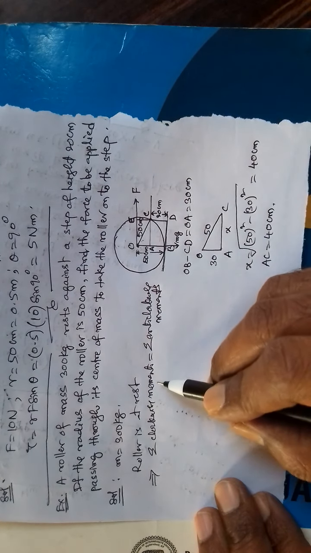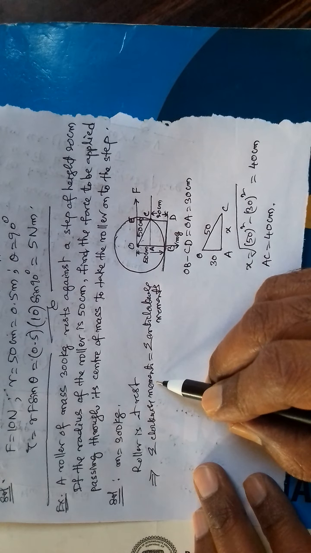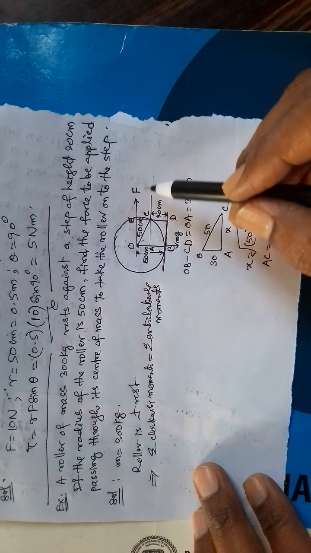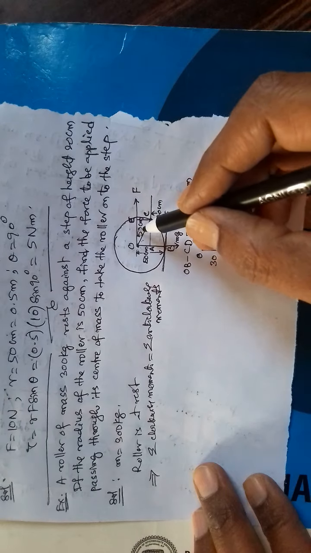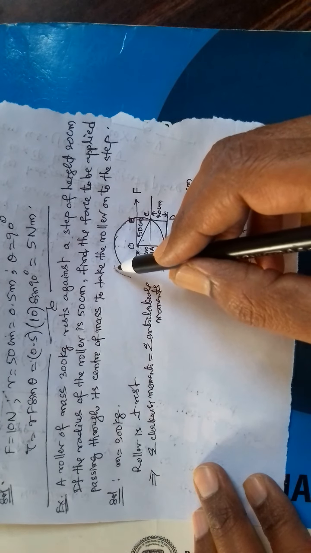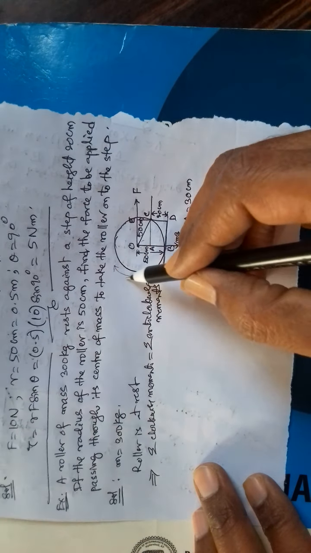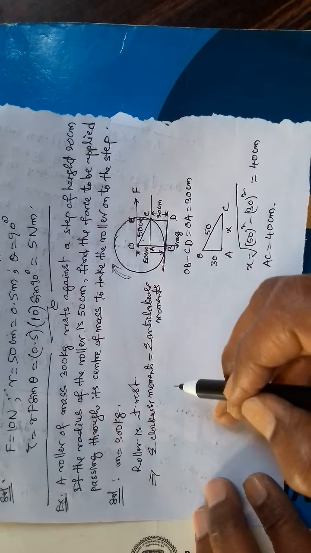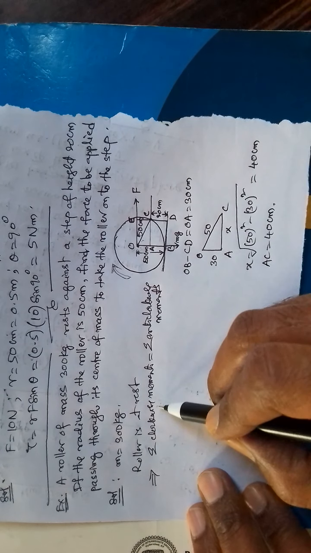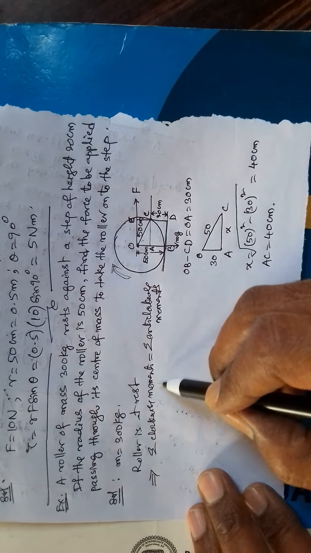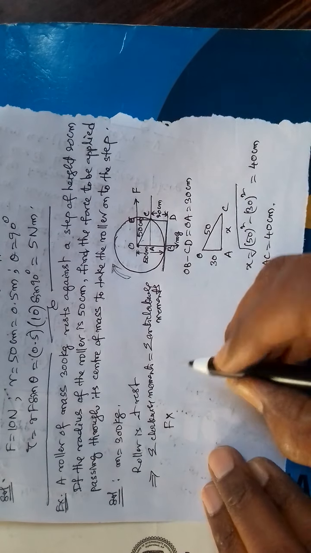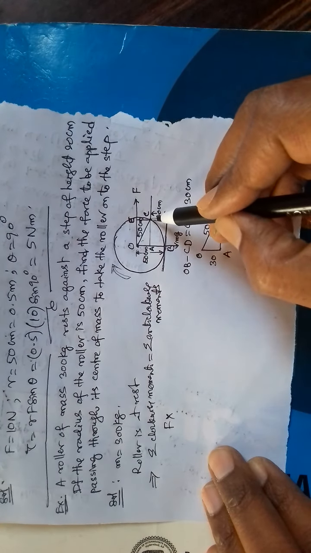See, let us consider clockwise movement first. This force produces clockwise movement because by applying this force, this roller rotates like this. So this force produces clockwise movement. And here moment means force into perpendicular distance from this point C.